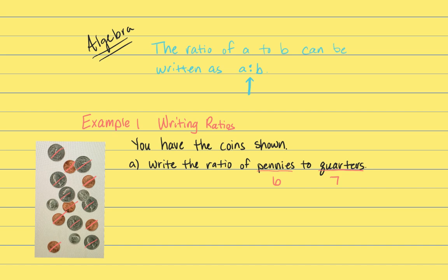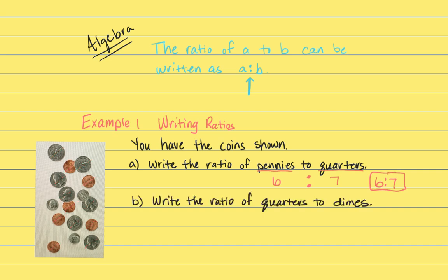Now, I can use this and write "to" if I want to, but I can also write my colon, which is my ratio symbol. So the answer to this would be 6 to 7.